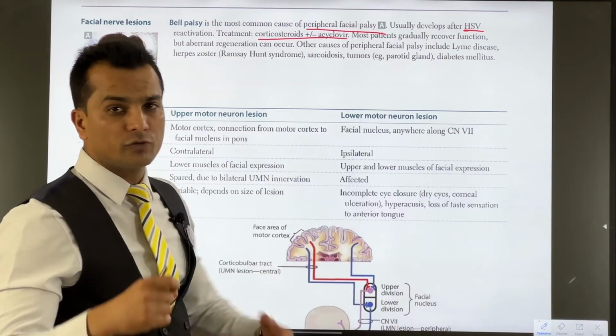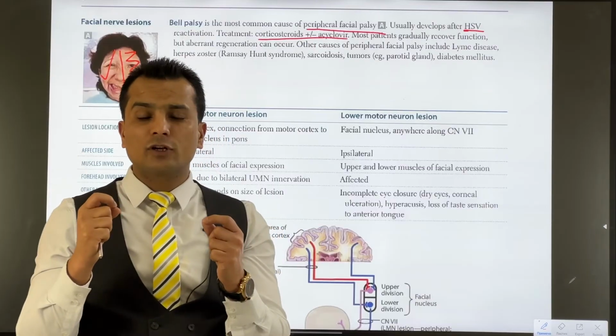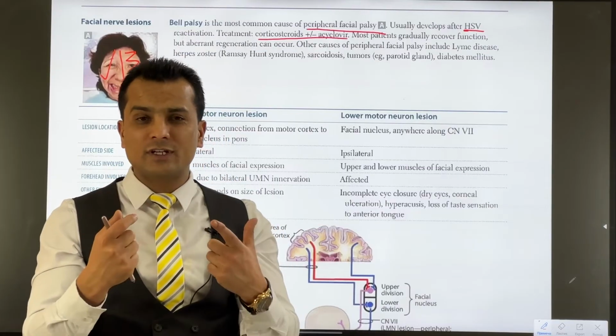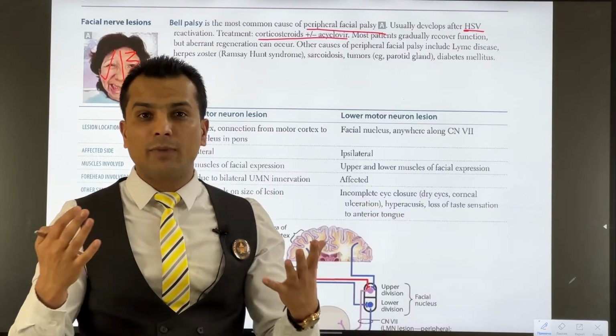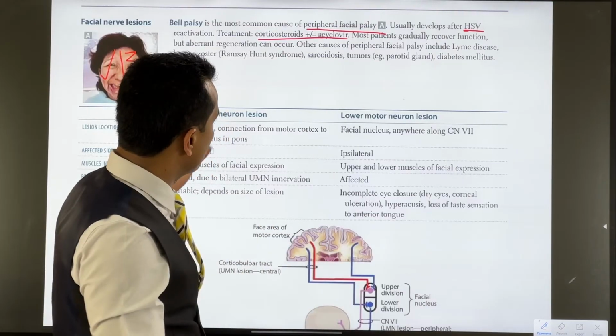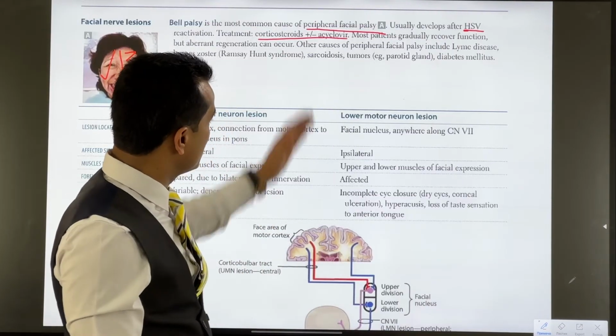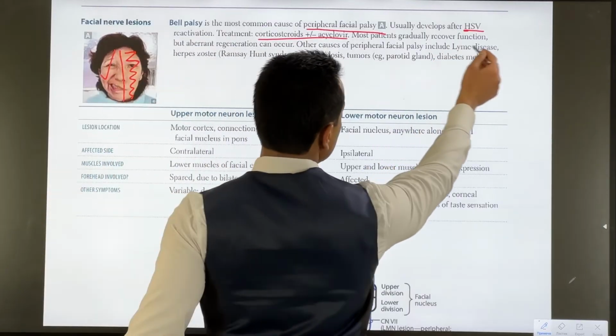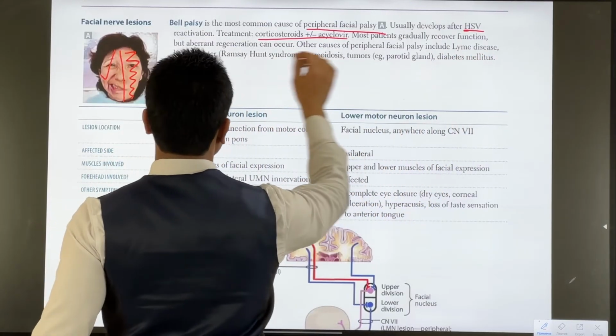So the best treatment is physiotherapy, like we are asking the patient to chew gum, to move the facial expression muscles, or to inflate balloons. And then we are using painkillers also, NSAIDs, or steroids. So most patients gradually recover the functions.